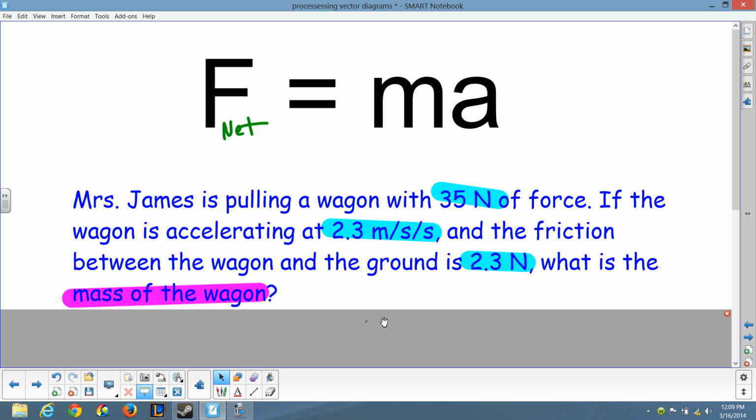Mrs. James is pulling a wagon with 35 newtons of force. If the wagon is accelerating at 2.3 meters per second squared, then the friction between the wagon and the ground is 2.3 newtons. What is the mass of the wagon?